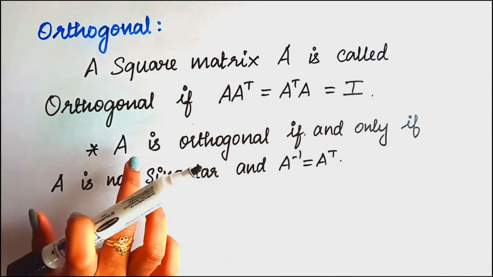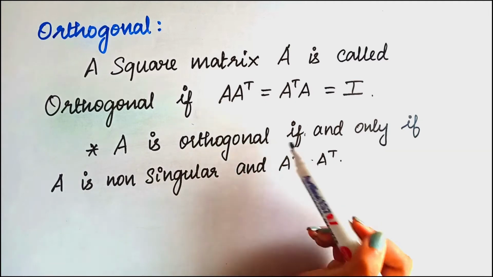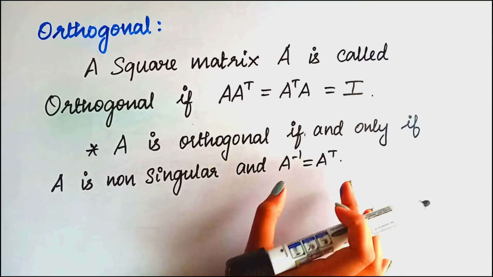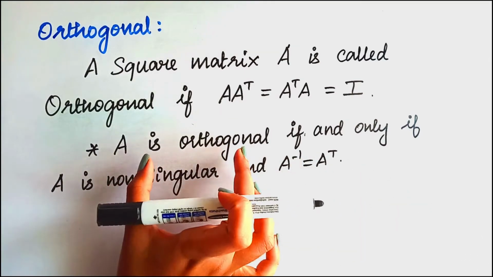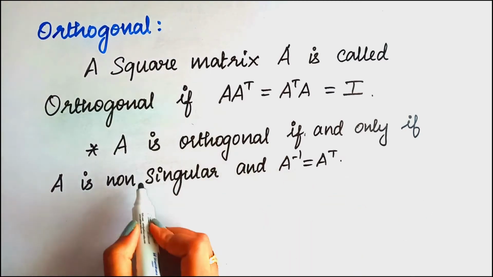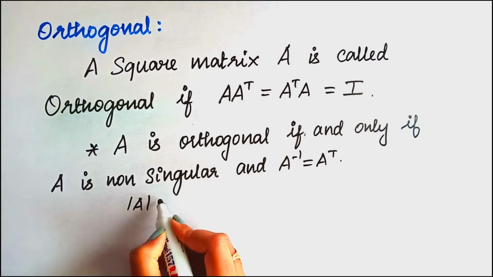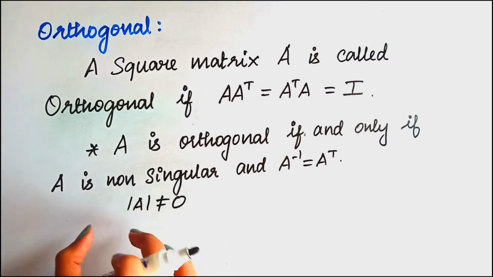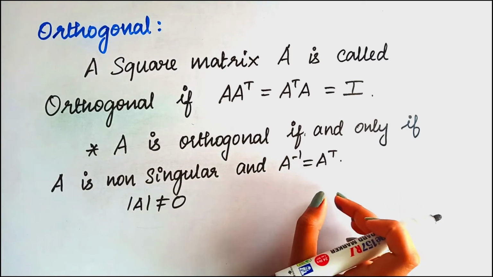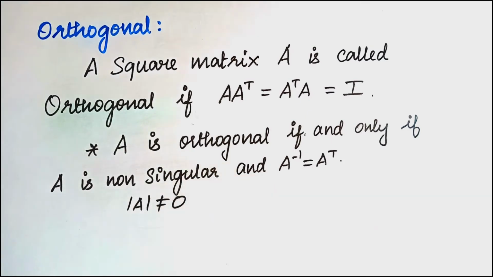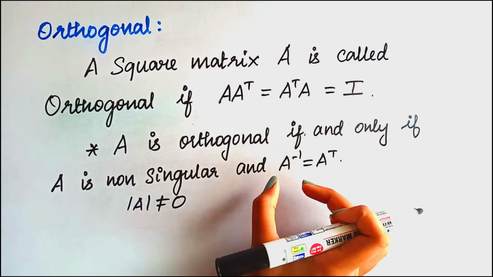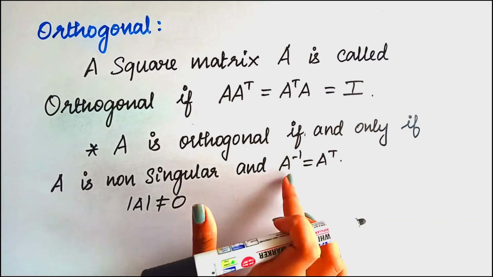And then we have to take a note here, which is A is orthogonal if and only if A is non-singular and A inverse is equal to A transpose. So a particular matrix A will be orthogonal only if A is non-singular and A inverse, which is what's non-singular? Determinant of A is not equal to 0. So if determinant of A is not equal to 0 and A inverse is equal to A transpose, then you can say the particular matrix A as an orthogonal matrix. So here you can see that there is an A inverse, right? So if A inverse is there, which means that A is non-singular.